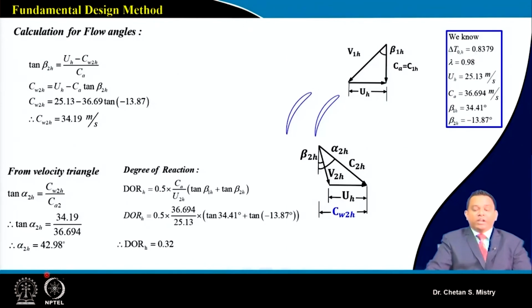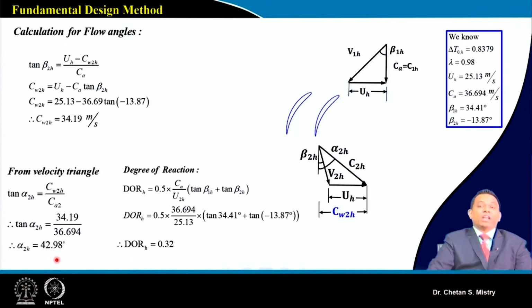Now once we have calculated that part, we can do our calculation for the whirl velocity component. So what we know from our velocity triangle, just write this down carefully. It says this is what we are writing in the different formulation. That's giving me my CW2 equal to 34.19 meter per second. Okay, now once we have calculated CW2, we can calculate what our alpha 2 is, and this is giving me 42.98 degrees.